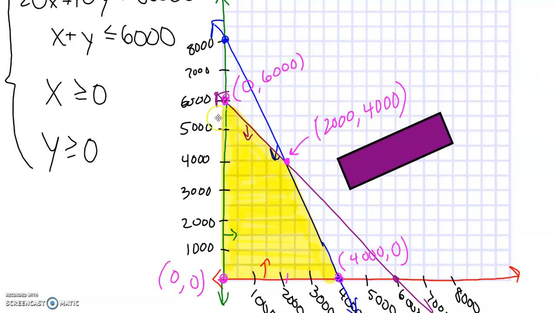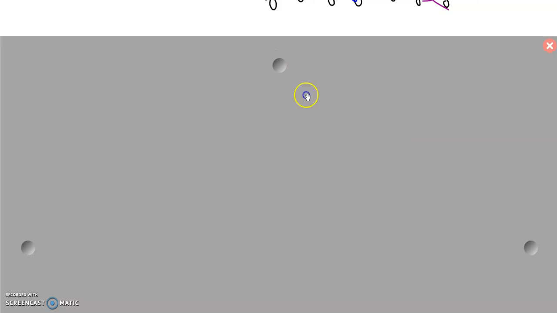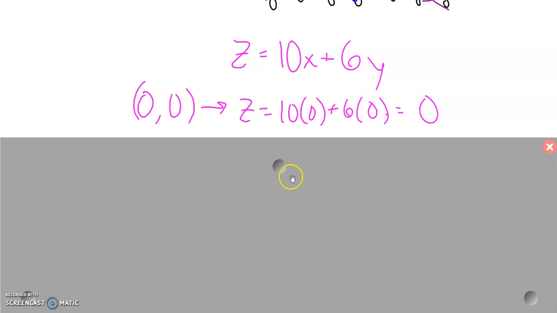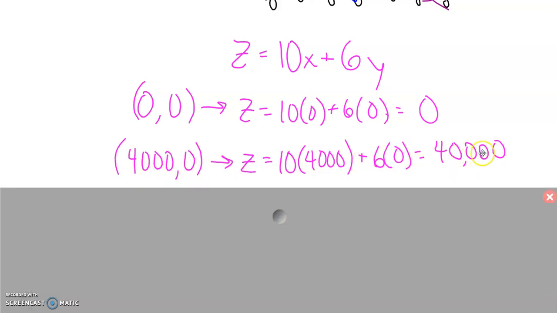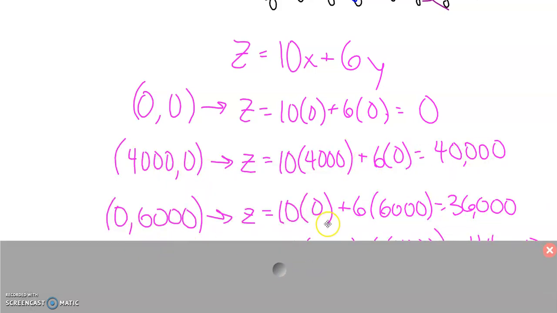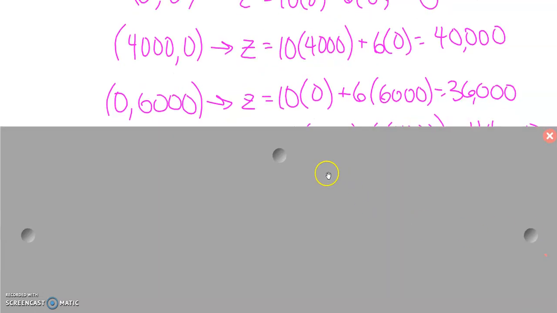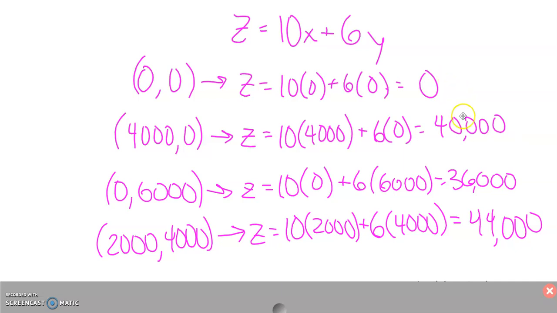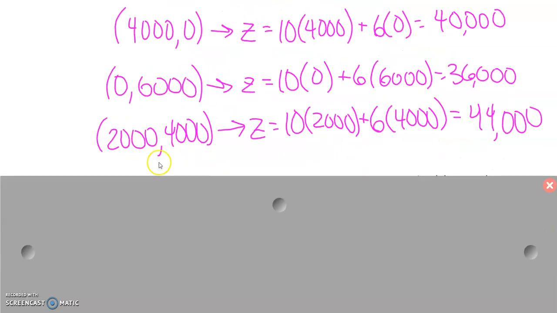My next step is to plug in those 4 points now that I know all 4 points. So I plug them into this objective function. First I plug in 0, 0, then I plug in 4,000, 0, then I plug in 0, 6,000, and then I plug in 2,000, 4,000. And then I look here, and this is the number of people that I'm able to help with my supplies, and I want to maximize this. So the largest number here was 44,000 at this point right here.